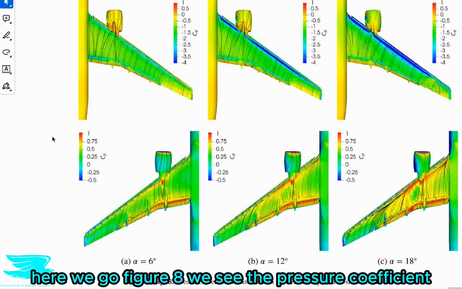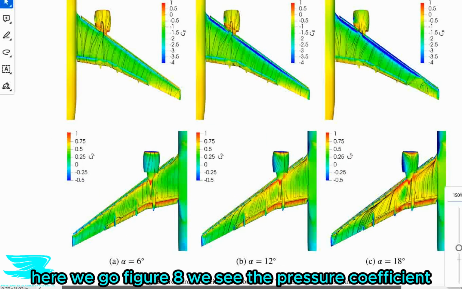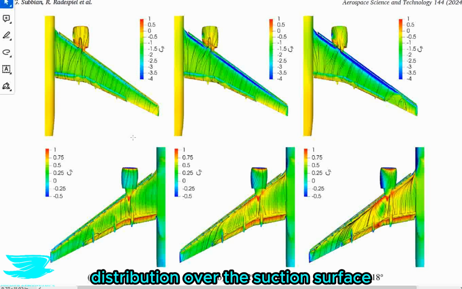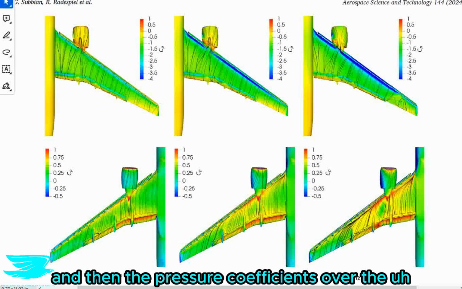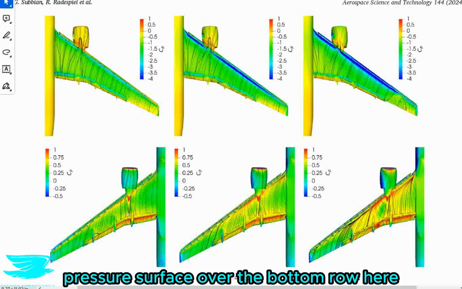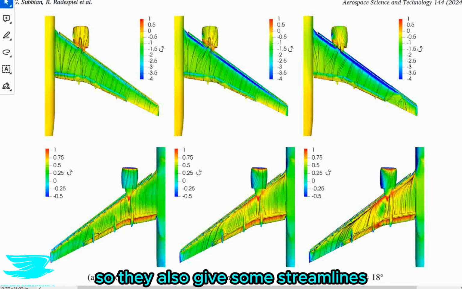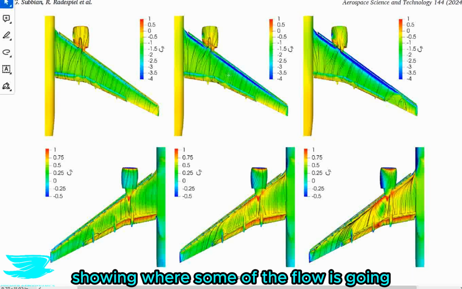Here we go. Figure 8, we see the pressure coefficient distribution over the suction surface, and this is all for CFD now. And the suction surface is the top row, and then the pressure coefficients over the pressure surface over the bottom row here. They also give some streamlines showing where some of the flow is going.